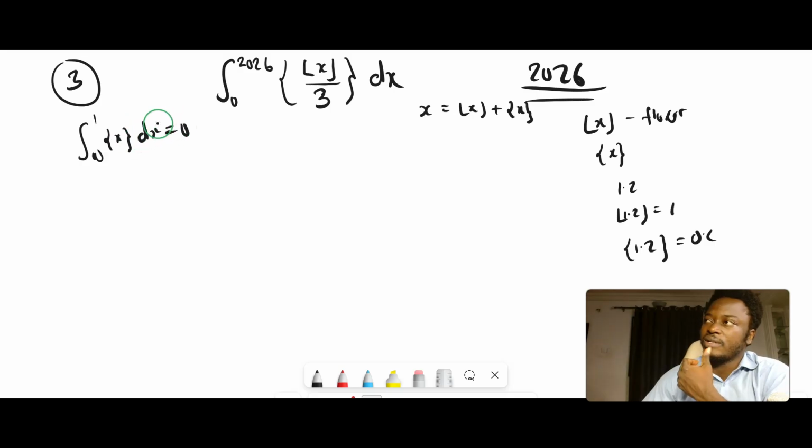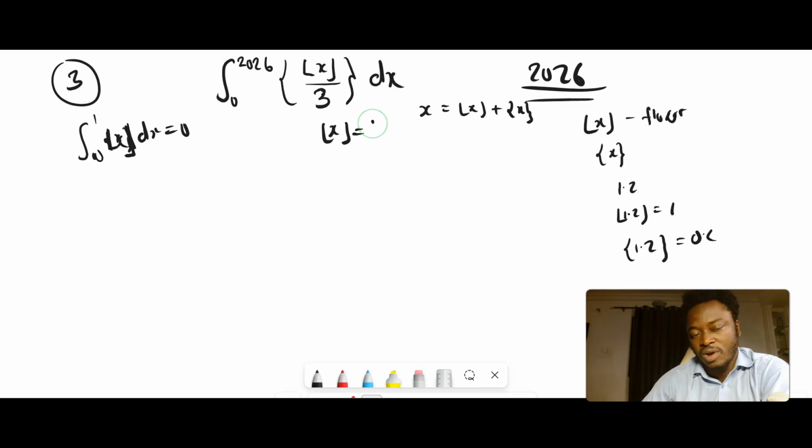Why? Because since x is between 0 and 1, the floor of x essentially is going to be 0. So this integral here will be 0. So if we understand the inner function, we should be able to compute the entire function.